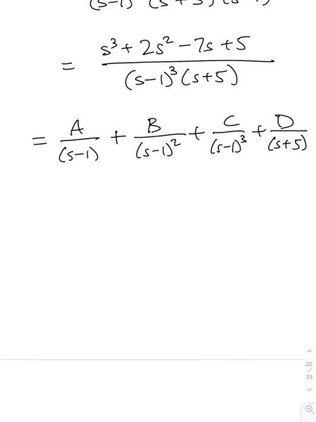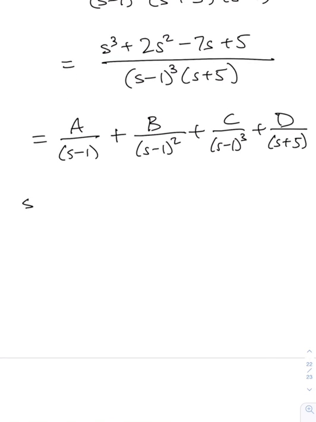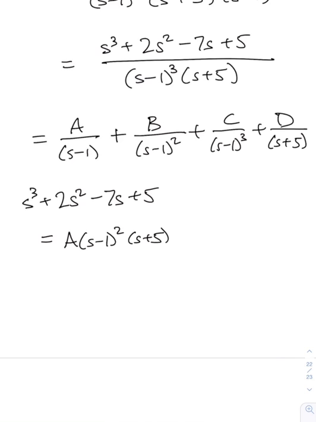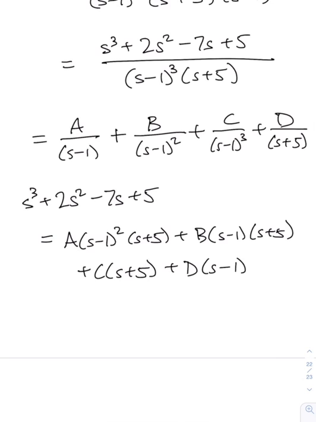Multiply both sides there by the denominator. We have s cubed plus 2s squared minus 7s plus 5 is equal to a times s minus 1 squared times s plus 5 plus b times s minus 1 times s plus 5 plus c times s plus 5 plus d times s minus 1 cubed.